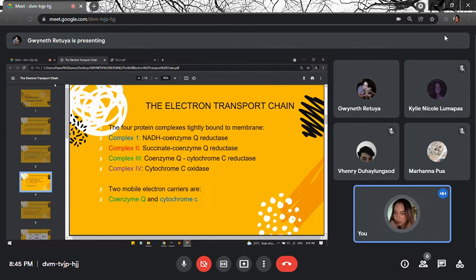Complex number 3 is called the cytochrome reductase, and it is also known as the Q cytochrome C oxidoreductase. Lastly, complex 4 is called the cytochrome C oxidase, and it is a copper-containing complex whose main job is to oxidize cytochrome C, that is, receive electrons from cytochrome C, and then it uses those electrons for the reduction of oxygen to water. Okay, next.